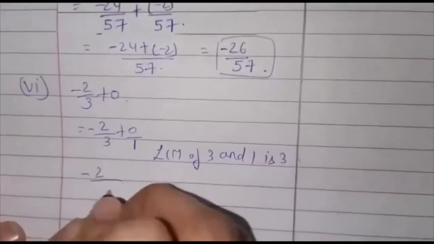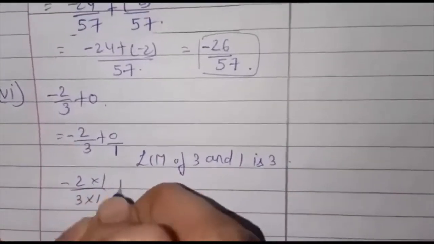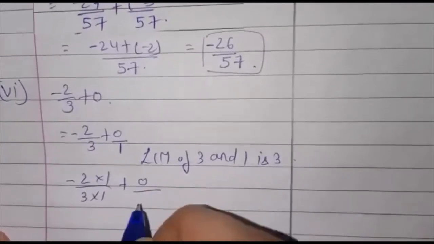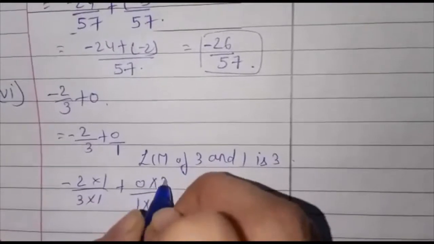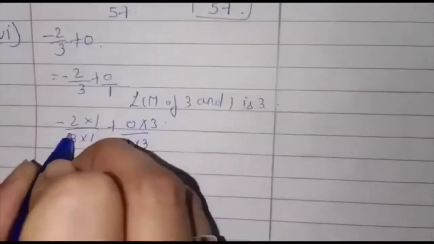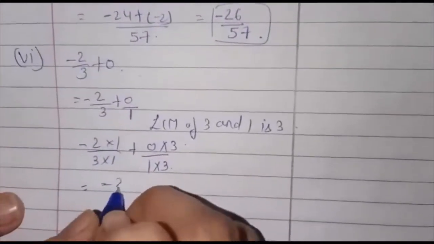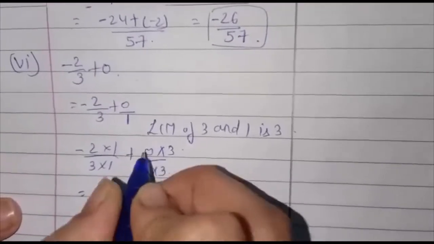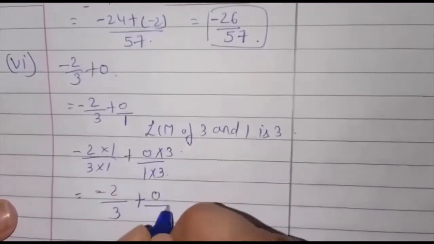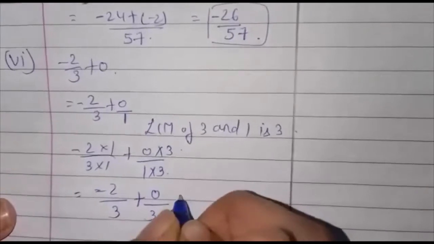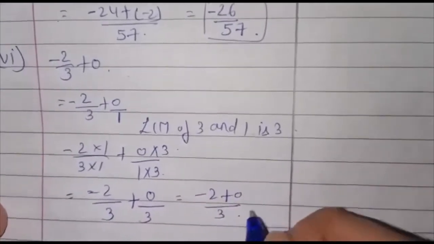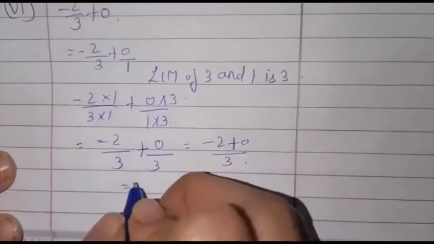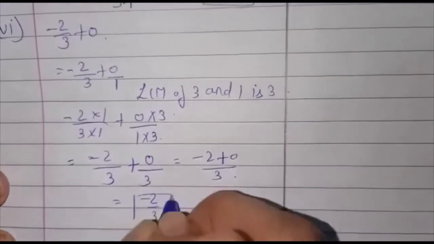So now minus 2 upon 3, 1 plus 0. Now this 1 we need to convert into 3. So we will multiply with 3, and up also with 3. So now minus 2 1s are 2, 3 1s are 3, plus 0 3s are 0 upon 1 3s are 3. So minus 2 plus 0 upon 3. So what will it come? It will come the same, minus 2 upon 3.